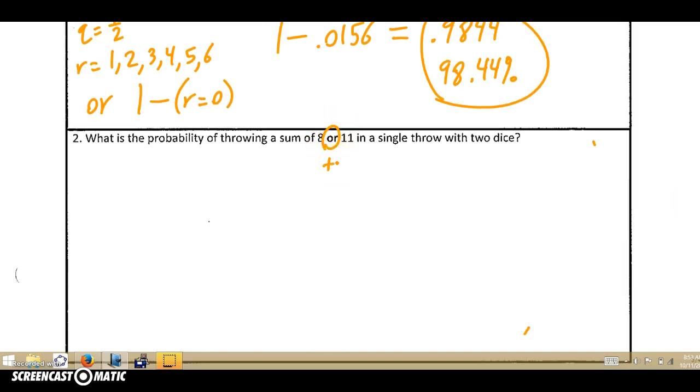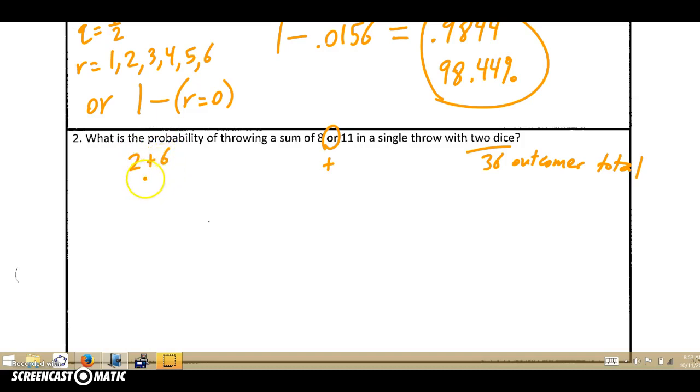Okay. What's the probability of throwing a sum of 8 or, make sure it's an add problem, 11 in a single throw with 2 dice? Well, anytime you throw 2 dice, there are 36 outcomes total. Please make sure you remember that. A lot of people were putting it out of 12 on the last quiz. Be careful.